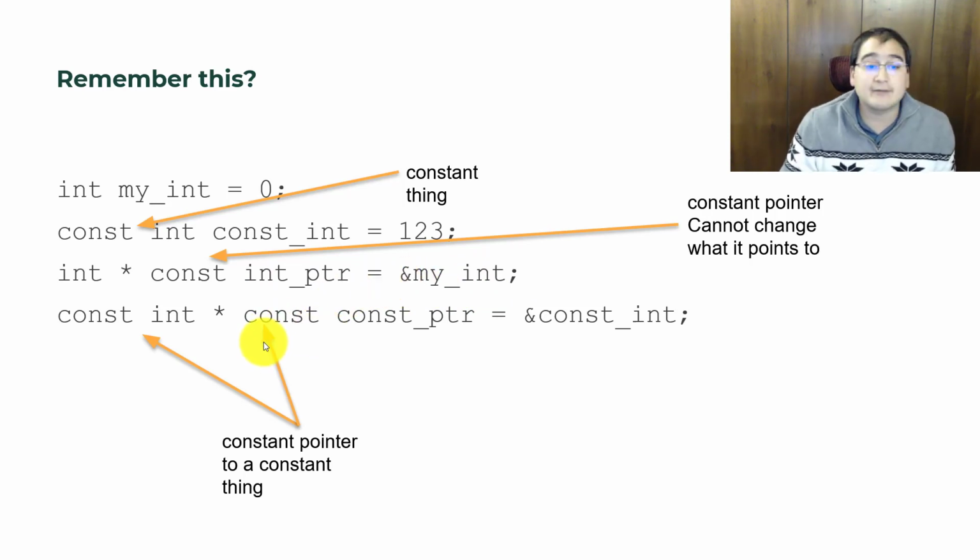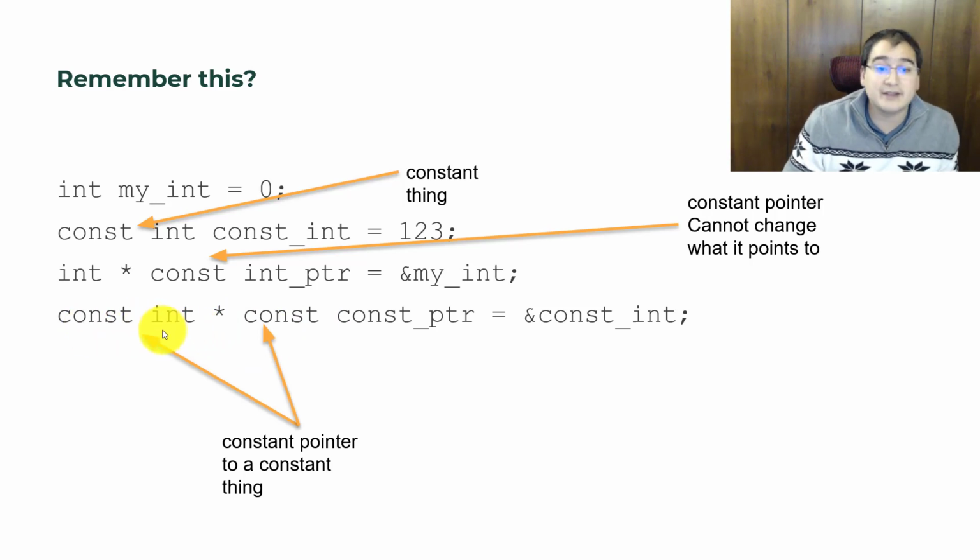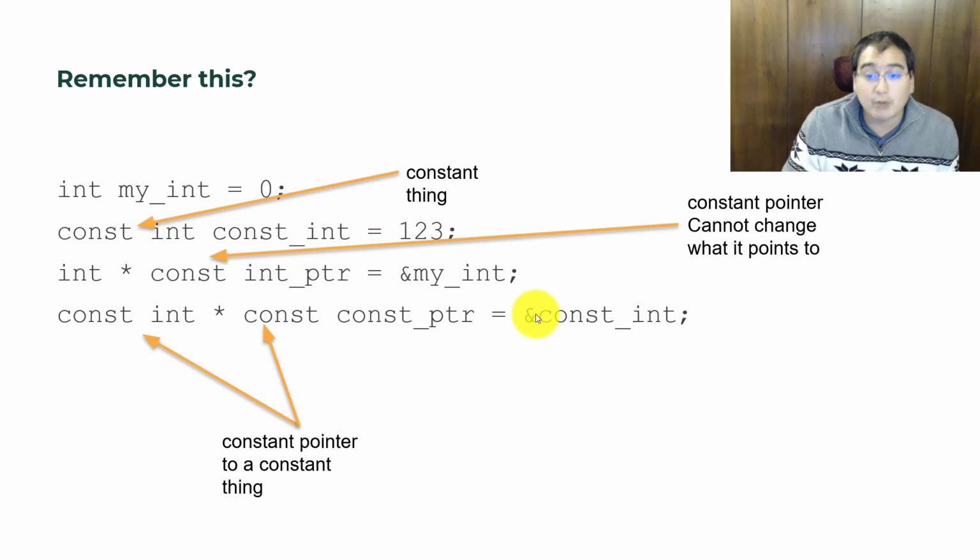And of course you can have a constant pointer to a constant int. Now what does this mean? It means that you have a pointer that must always point at something, but that something is not allowed to be changed through the pointer either. So it's a constant pointer because the pointer isn't allowed to change after it's initialized, and it also happens to be pointing at a constant int, meaning the thing it's pointing at isn't allowed to change either.